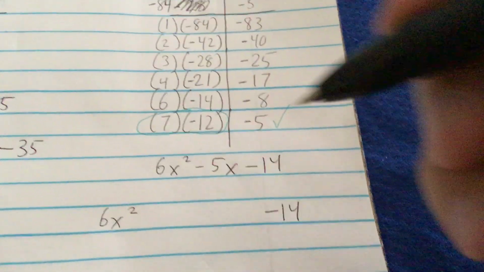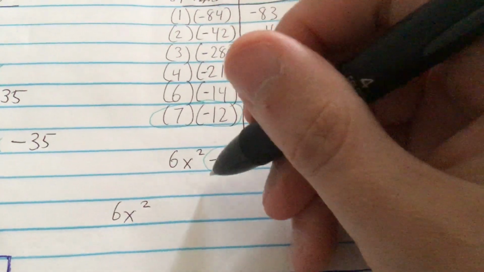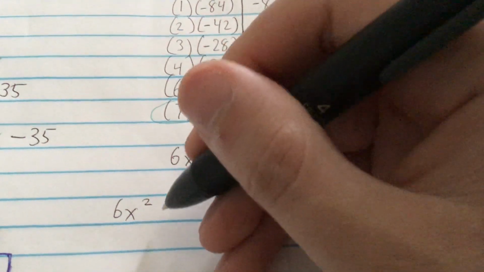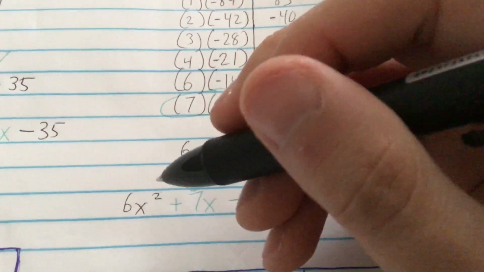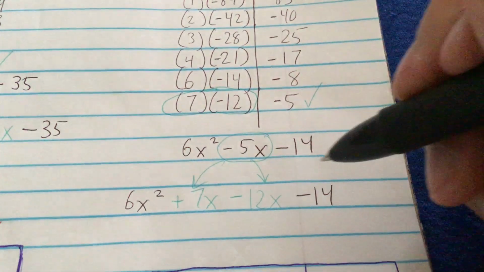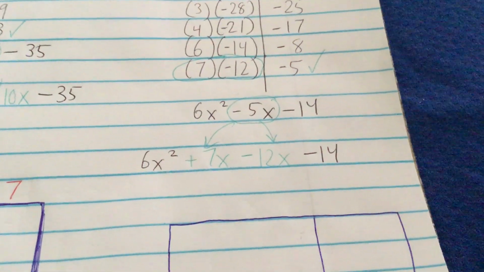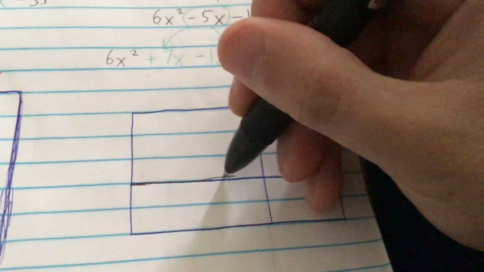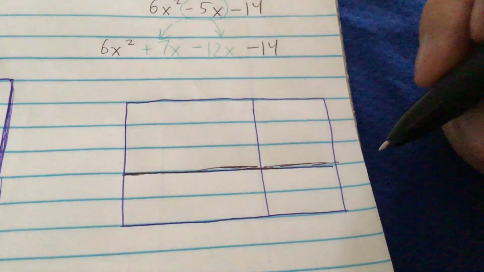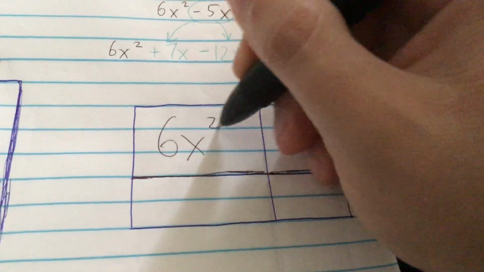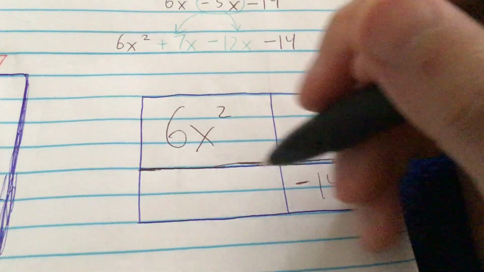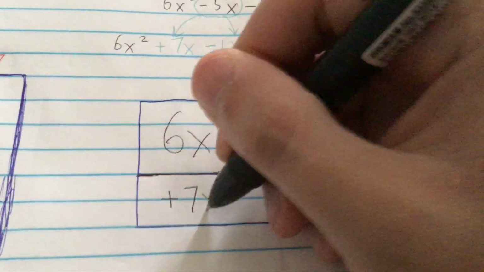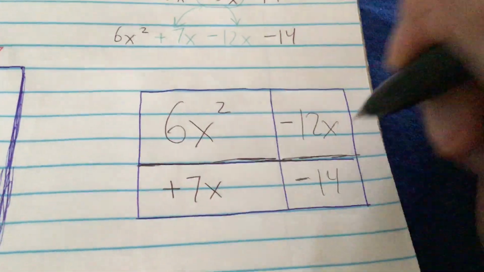So that being said, why do I like this winning team? Because it splits the middle term: positive 7x and negative 12x. So this can be broken down into 6x squared plus 7x minus 12x minus 14. Now I'm going to put everything into their respective spot. Let me make that line a little bit more dark. Okay, so now 6x squared goes in the top left, and negative 14 goes in the bottom right. And it doesn't matter which one's which, so I'm going to put positive 7x here and negative 12x here.